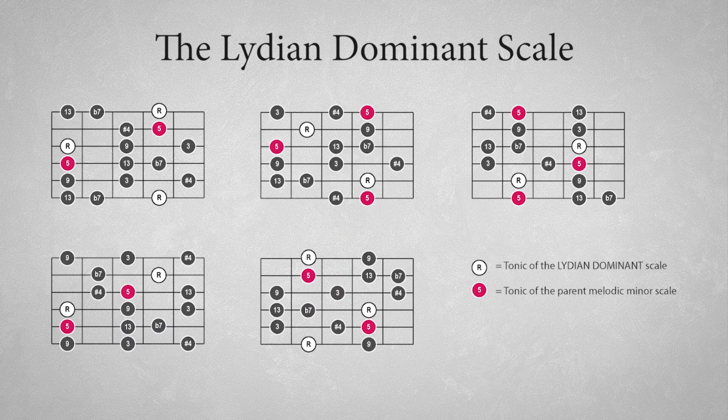Here are some scale diagrams for the Lydian dominant scale. You'll see the tonic of the Lydian dominant scale and the root of the melodic minor scale from which the Lydian dominant scale is derived in different colors. Now, I made a dedicated tutorial about this Lydian dominant mode, so check that out if you want to study the scale in depth. Here's an example in a backdoor progression using the Lydian dominant over a dominant chord on the flat 7th degree.